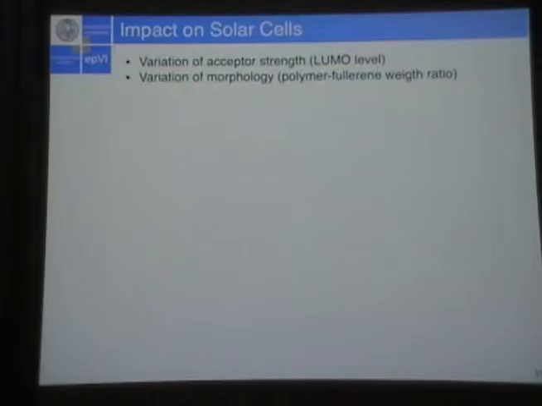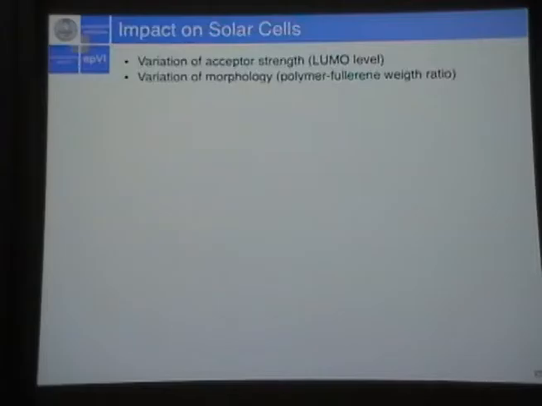What is the impact on the solar cell? This is actually the very last part. Interesting, of course, is the influence of the CT states on the open-circuit voltage, which I just addressed. The maximum VOC you can get out of your cell is set by the band gap, just a thermodynamic limit.